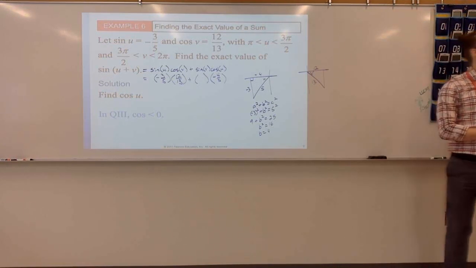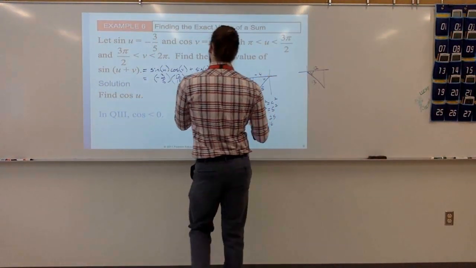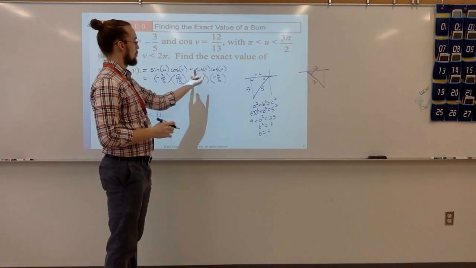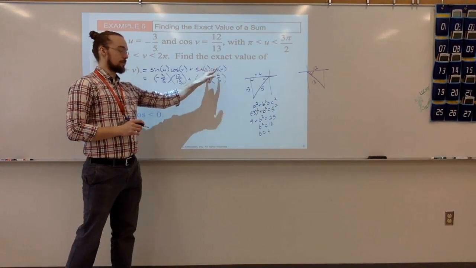What order? Oh, yeah, I think on your paper it's cosine of u, sine of v. Okay. Yeah, since we're multiplying, these two things can be flipped, yeah.